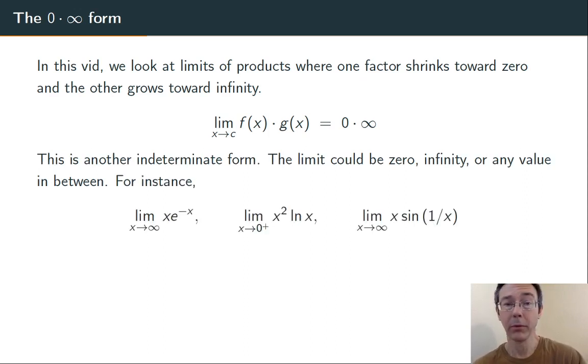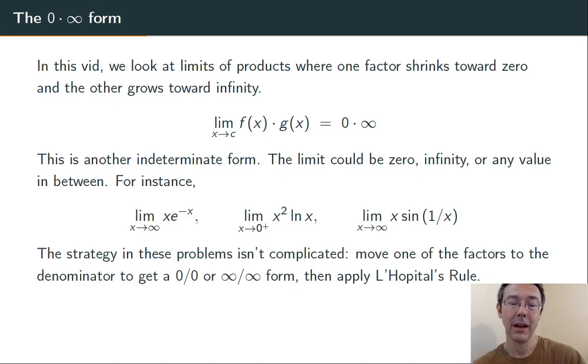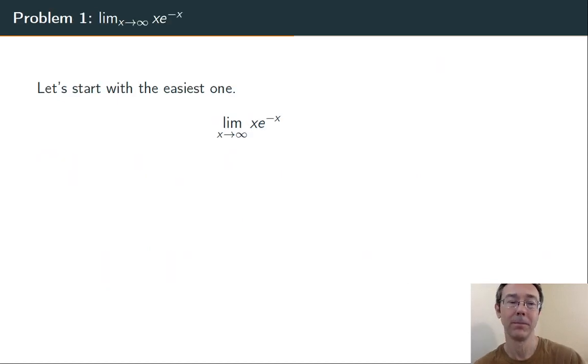We need to do some more work to figure out what that limit is. Here's 3 problems. We're going to do all 3 of these. In each case, one of the factors goes to 0 and the other to infinity. The strategy is always the same. You're going to want to put one of those factors in a denominator, making an exponent negative. Then you have a 0 over 0 or infinity over infinity form, and you can apply L'Hopital's rule.